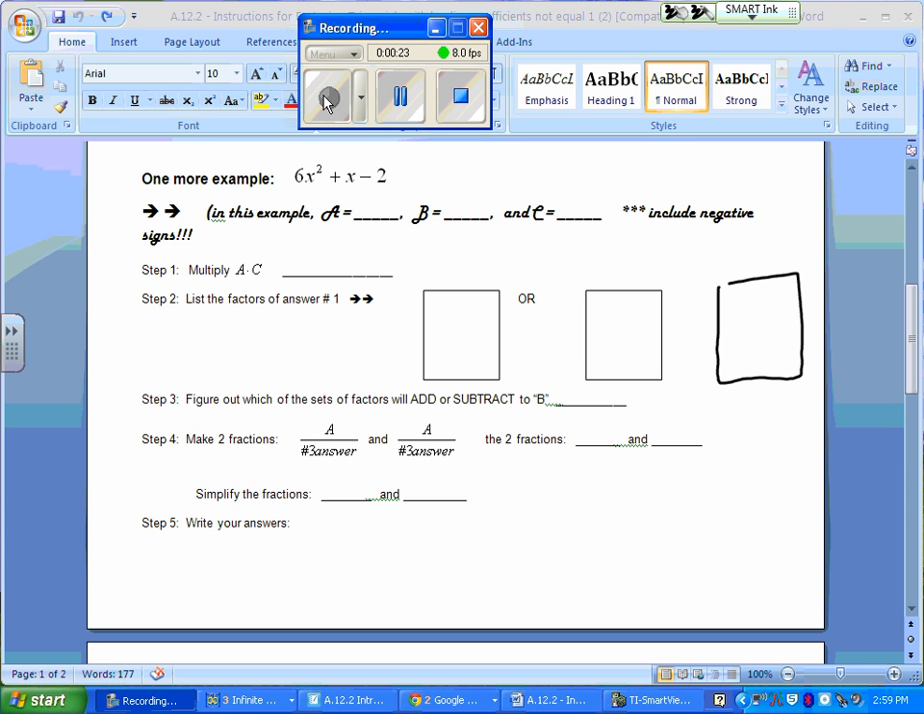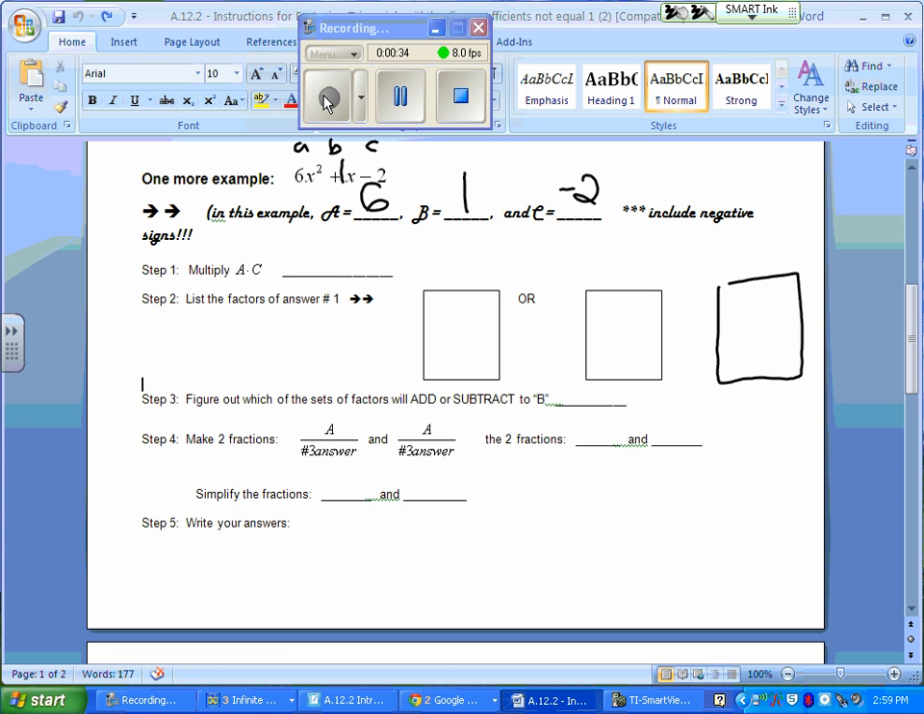In this example, we have to figure out what A is. A is 6, B is 1, and C is negative 2. Remember, if there's nothing in front of the coefficient, that's a 1. But you guys don't have problems with that. That's pretty easy. Include the negative sign, which you do.